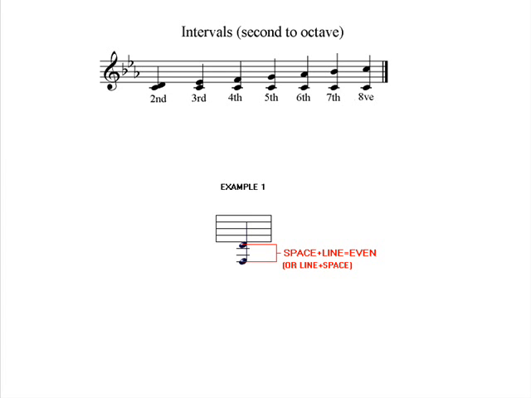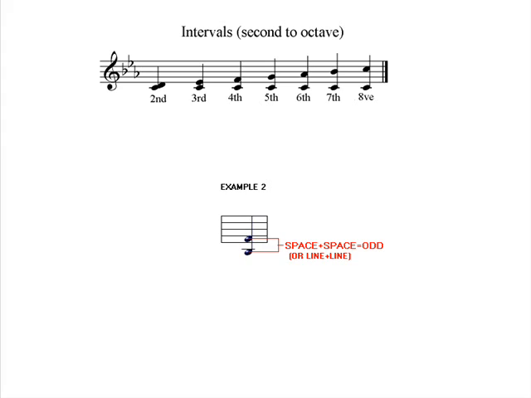Here's the first shortcut. If one of the notes is on a line and the other one is on a space, then you know you're looking at an even interval. So in the range of an octave, it can only be a second, a fourth, a sixth, or an octave.